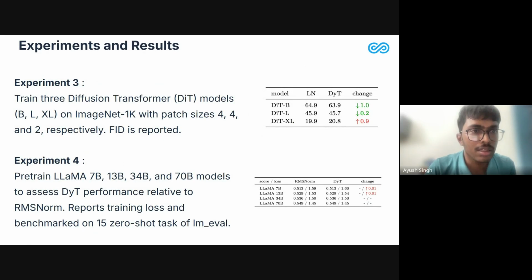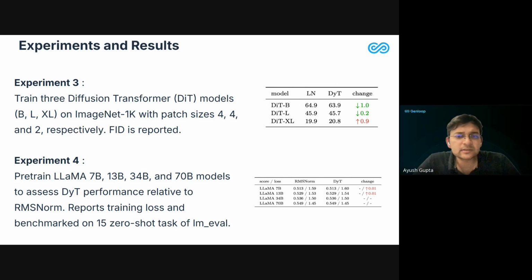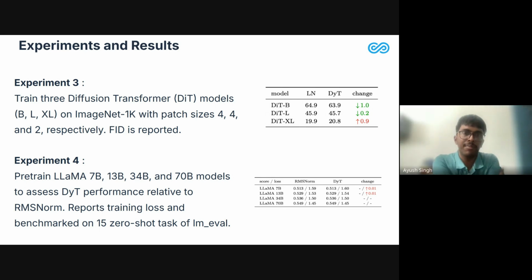Next, they experimented with different sizes of diffusion transformers, testing on the ImageNet 1K dataset, and the changes were quite marginal, so we can't comment on that. And next they did the pre-training on different variations. Where is FID reported? So FID. Let me elaborate more on that.